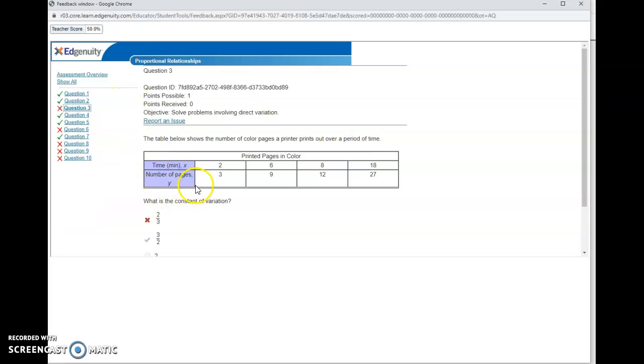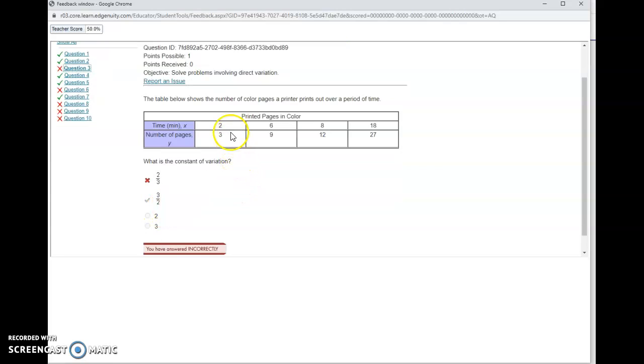Alright, so proportional relationships need to have two things. They need to be constant and they need to go through 0, 0. Okay, so this one is, what is the constant variation? And remember, it's y over x.